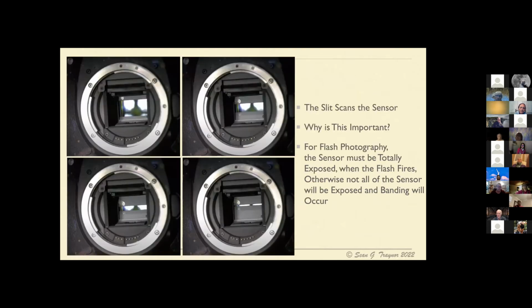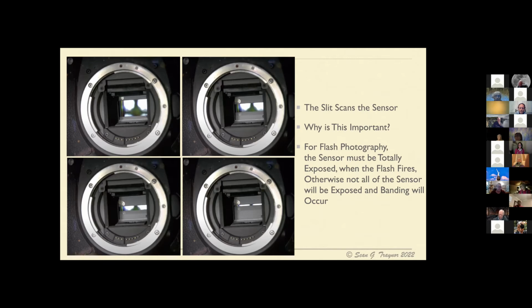And here it is if we look at them all put in a montage. So why is that important? Well, for flash photography, the sensor must be completely exposed when the flash fires. Because you recall earlier on, I said that at full power, a flash will normally last 1/250th of a second. And so the shutter requires 1/250th of a second. And so up to 1/250th of a second, the flash will completely expose the sensor.